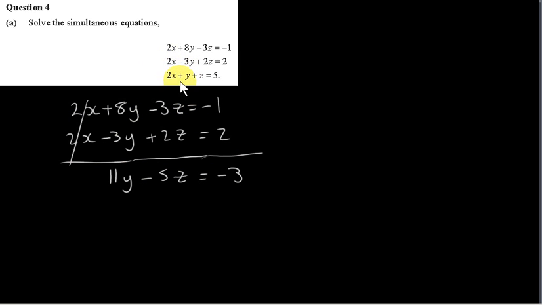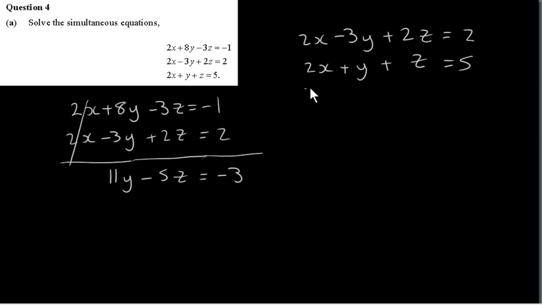Now we eliminate x from a different pair of equations. So let's take equations 2 and 3. So subtracting, we get 0x or 0. Minus 3 minus 1 is minus 4y. 2 minus 1 is 1z. 2 minus 5 is minus 3.